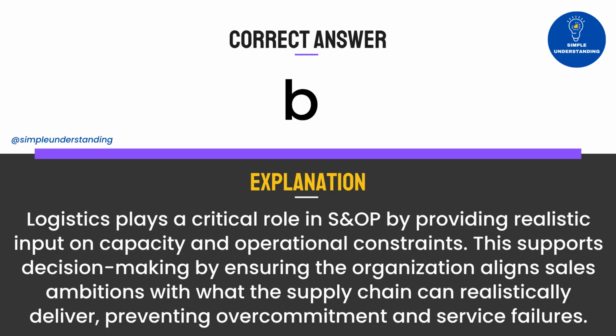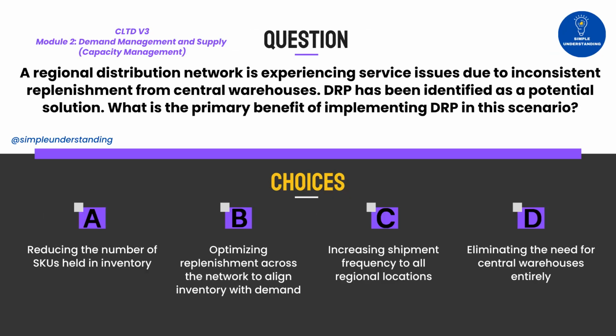This supports decision-making by ensuring the organization aligns sales ambitions with what the supply chain can realistically deliver, preventing overcommitment and service failures. Question 5. A regional distribution network is experiencing service issues due to inconsistent replenishment from central warehouses. DRP has been identified as a potential solution. What is the primary benefit of implementing DRP in this scenario?